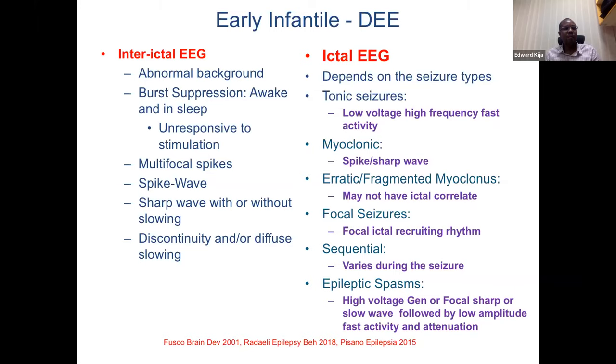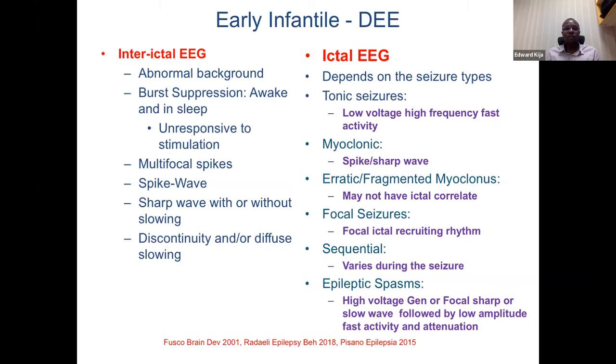Apart from the classic burst suppression pattern, the early infantile DEE may also present with multifocal spikes. They may also present with spike wave discharges. Sharp waves with or without slowing have also been reported, as well as discontinuous or diffuse slowing during the interictal phase. The ictal EEG usually depends on the seizure type the patient is presenting with.